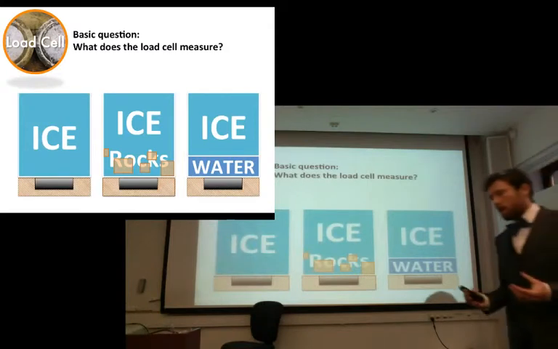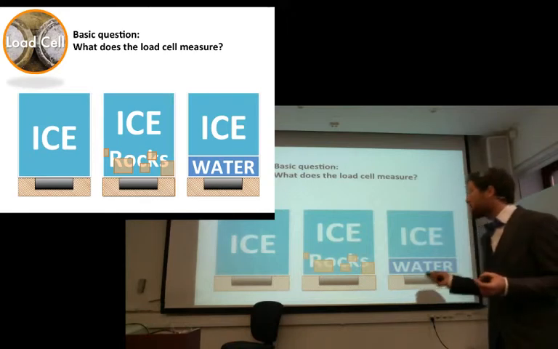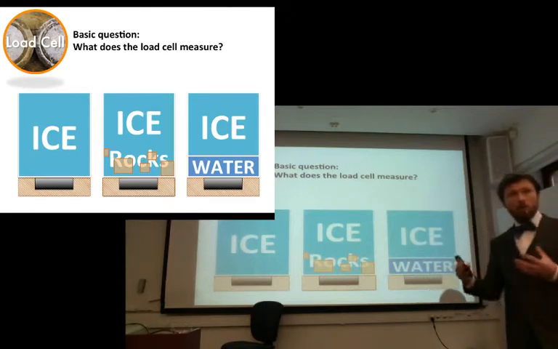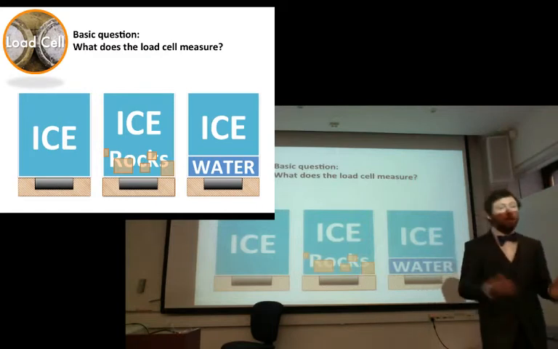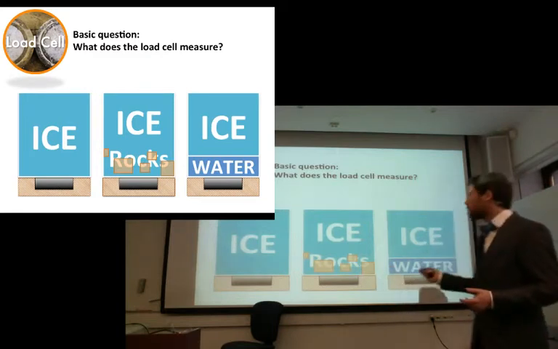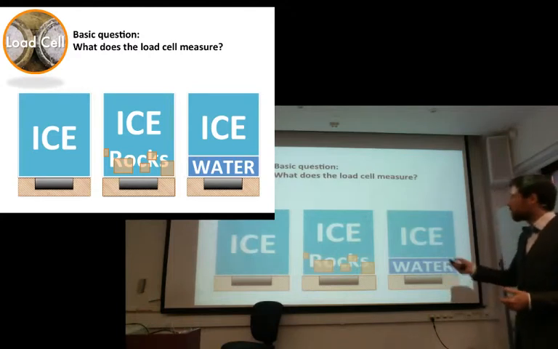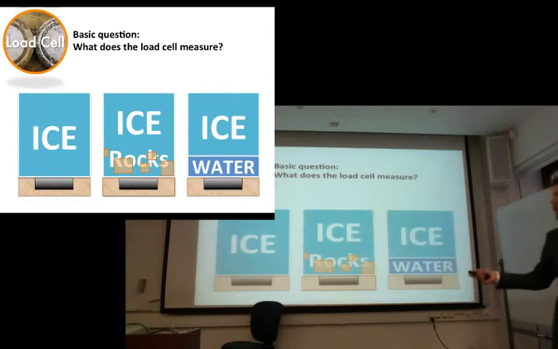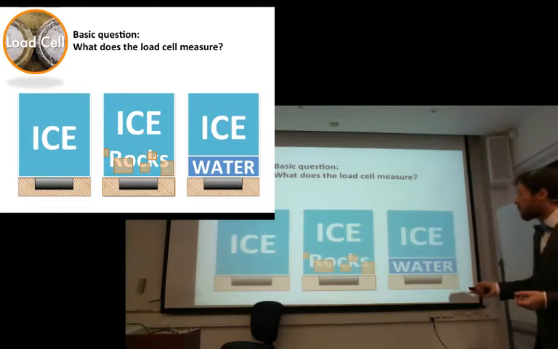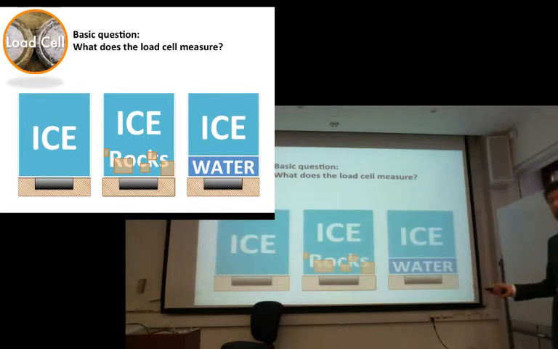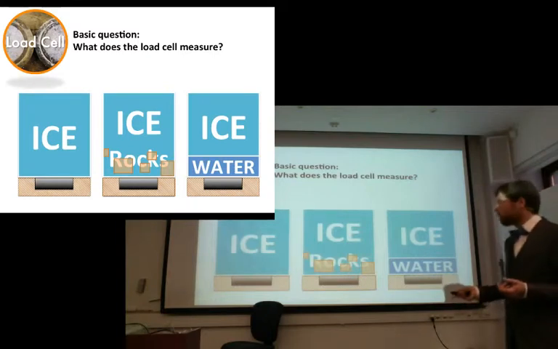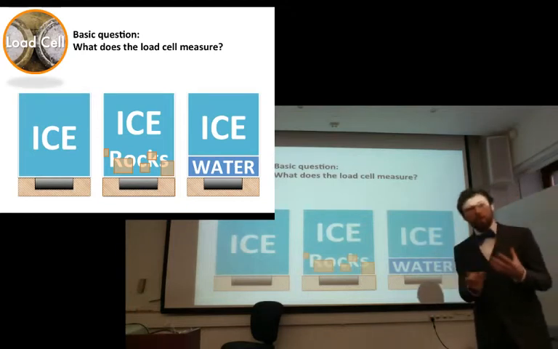What I've tried to answer during this PhD is, what does the load cell measure? Because we are in a so different system than other studies, we had to go back to this. I was lucky enough that there was a PhD before me that started to answer this question. And we realized that sometimes we measure the ice pressure, but sometimes we can measure rocks passing over the load cells, and sometimes we measure water pressure.